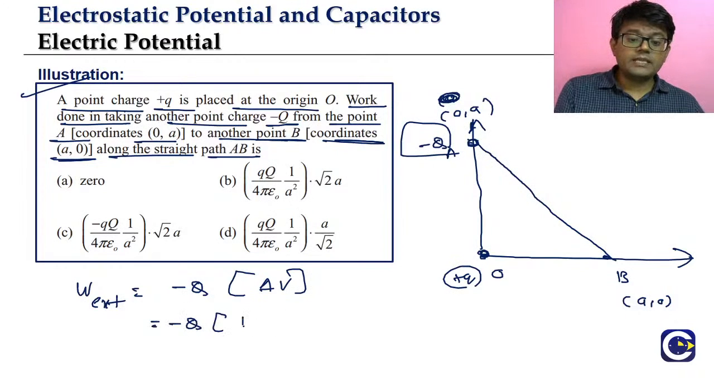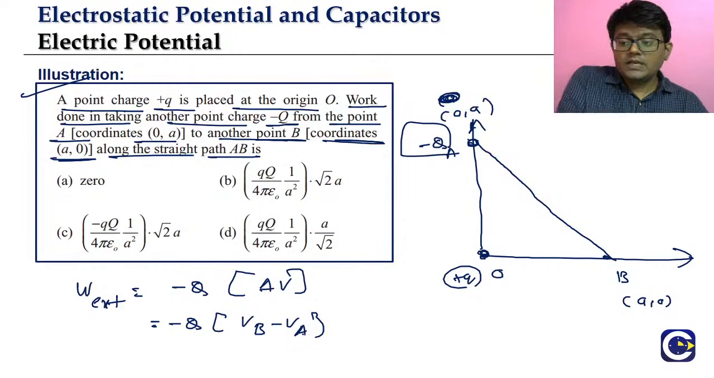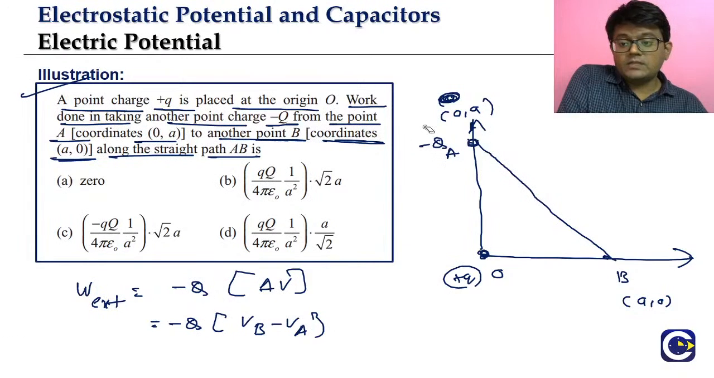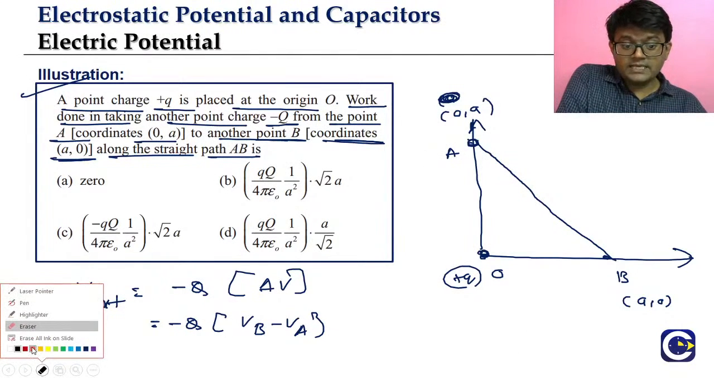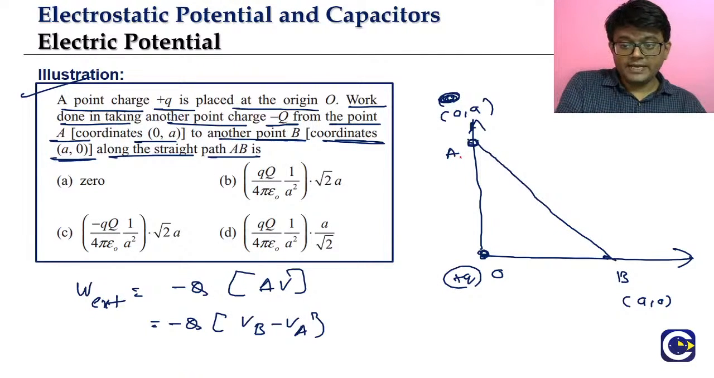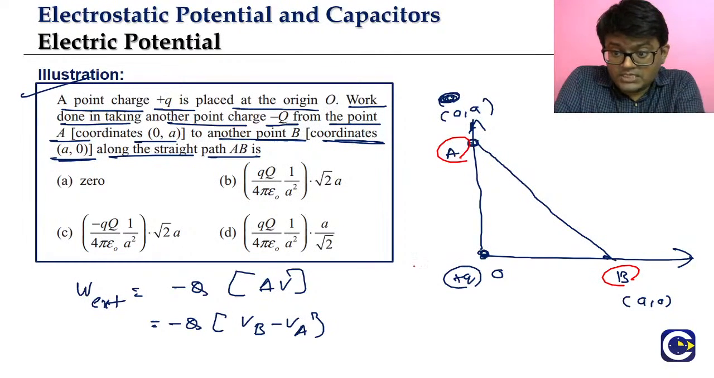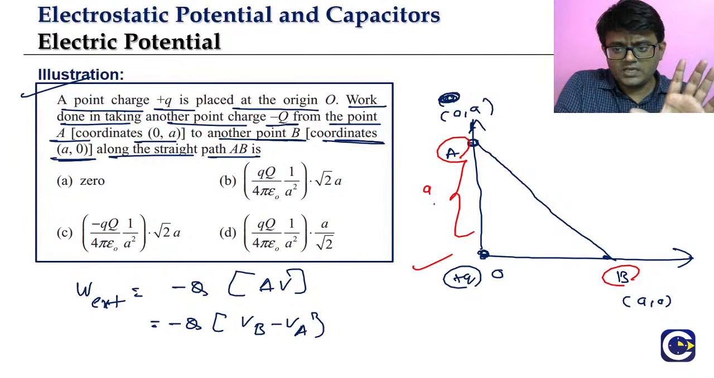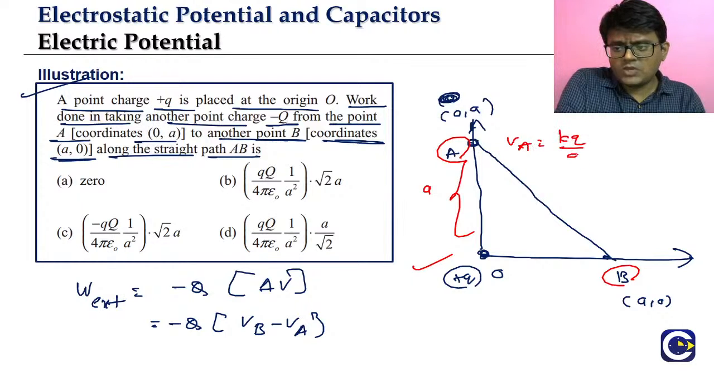Delta V na enna? VB minus VA. So, at point A or point B, where is the electric potential coming from? It is coming from the charge which you are keeping at the origin dana. So at point A or point B, where is the electric potential coming from? It is coming because of the charge kept at the origin dana. Inga parunga, what is the distance from origin to the point A? Small a. So what is the potential at the point A? KQ by a, avlodha.